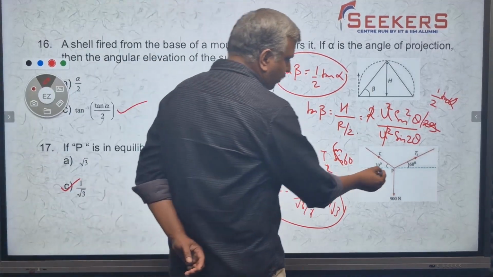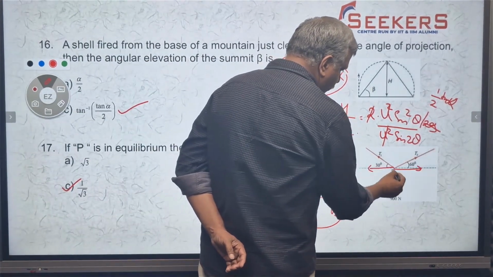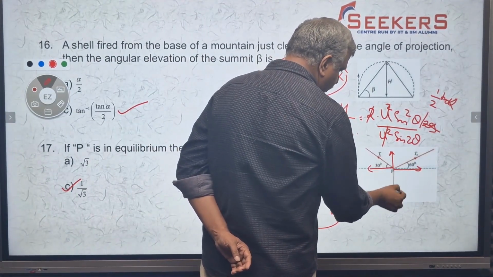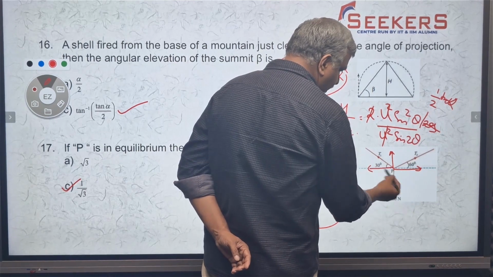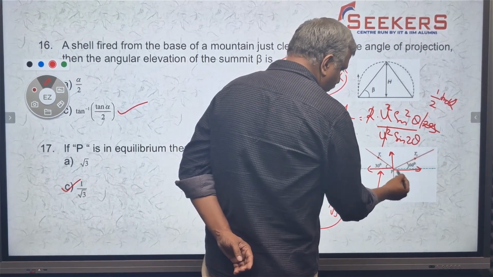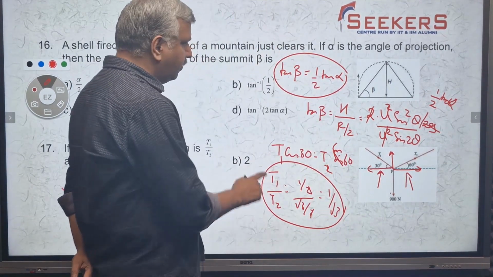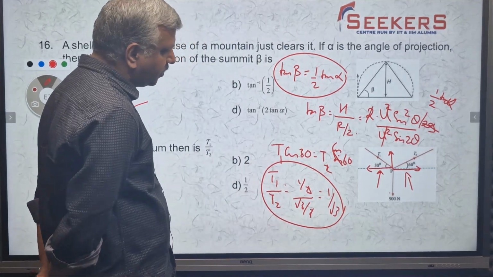What have I done? I have taken the horizontal components of these forces. This one will not have any horizontal component. So because it is in equilibrium, this should be equal to this. So T1 cos 30 must be equal to T2 cos 60.